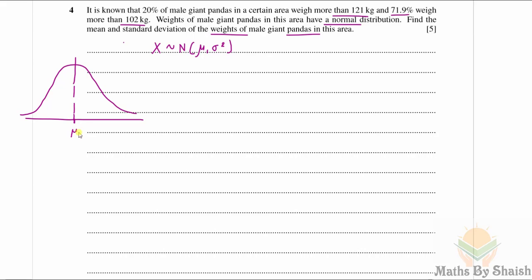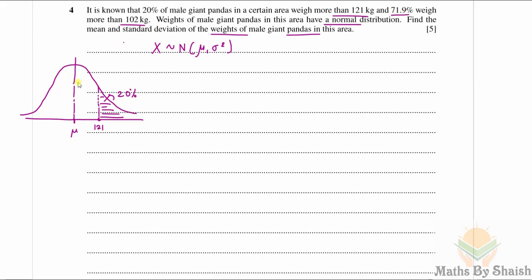We know that this is the mean. So 20% of the male giant pandas in a certain area weigh more than, so 20% and more than, so it must lie somewhere here, because we know that the total area on the left side of the mean is always going to be 50%. So if we are talking about more than this value, it should be somewhere here on the right side of the mu. So this would be corresponding to 121 kg, and this is 20%.